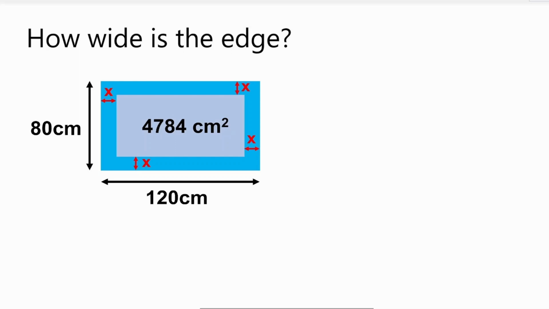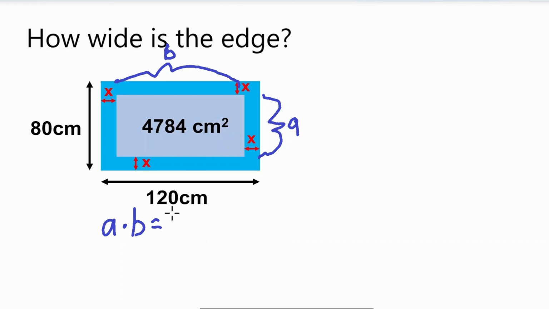The area of a rectangle is length times width. So I'm going to be calling this length A and this length B. And that means that A times B is equal to 4,784. We have this equation, but we do not have an x in our equation, so we don't have an x to solve for, but we're trying to solve for x, so we need to rewrite our equation to solve it in terms of x.